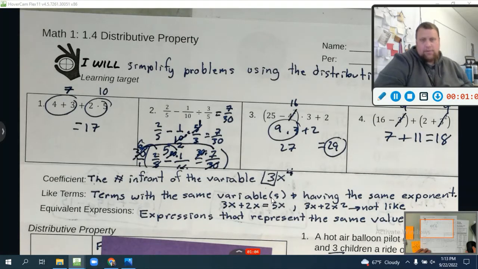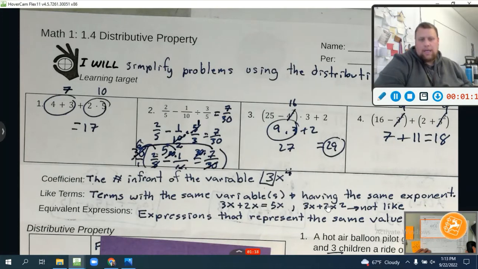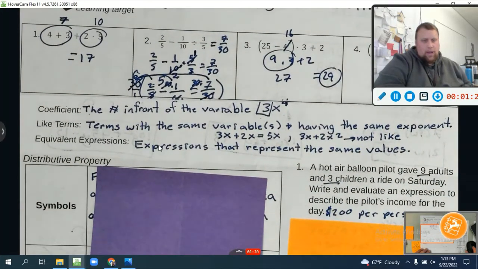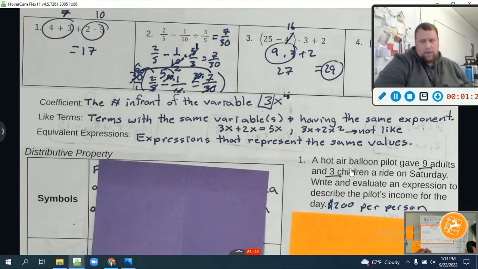Like terms are terms with the same variables having the same exponent. So 3x plus 2x is 5x because they both have an x, and it's just to the 1st power, even though we don't see that power. 3x plus 2x squared are not like terms because x and x squared are not alike. In the same way, equivalent expressions are expressions that represent the same values. Okay? So keep that in mind.